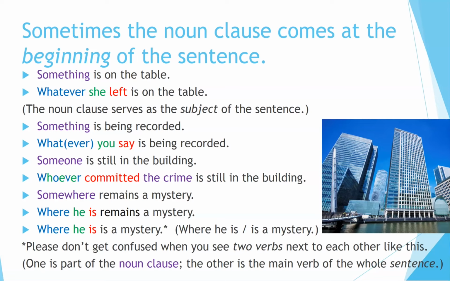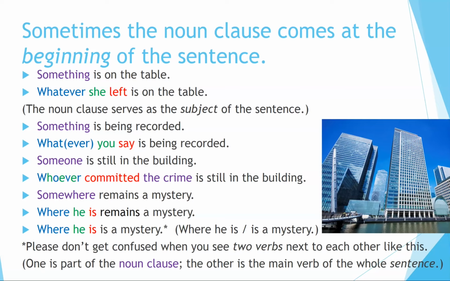Someone is still in the building. Whoever committed the crime is still in the building. We have a merger of the subject and the extra word, followed by the verb, and then an object. In this case, it's the crime, serving as the subject of the sentence. Something or someone is still in the building. Somewhere remains a mystery. Where he is remains a mystery. Extra word, where, subject, he, verb, is. That's the noun clause, which is part of the full sentence, which is something remains or somewhere remains a mystery.